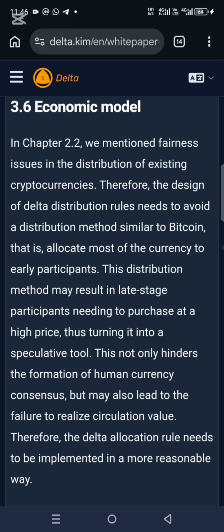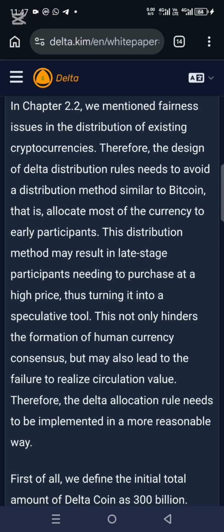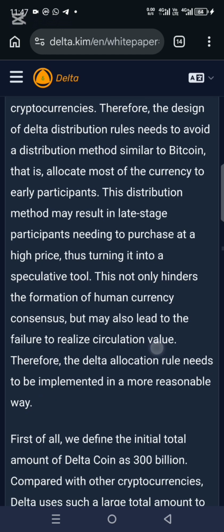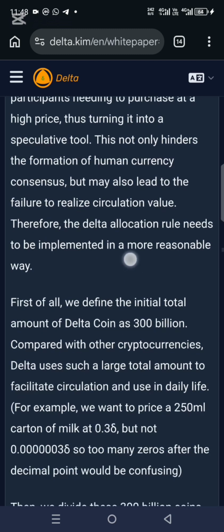Therefore, the design of Delta distribution rules needs to avoid a distribution method similar to Bitcoin. That is, the distribution method may result in late stage participants needing to purchase at a higher rate, turning it into a speculative tool. This not only hardens the formation of human currency consensus, but may also lead to the failure of realized circulation value. Therefore, the Delta allocation law needs to be implemented in a more reasonable way. This is what we have to know about Delta.